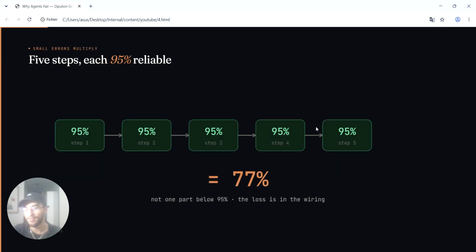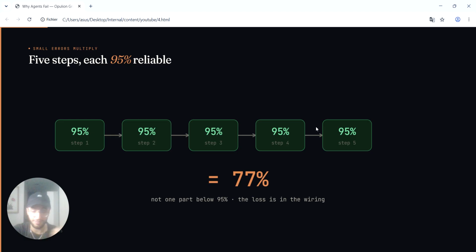77%. We're not talking about one of these steps being below 95%. Every one of them passed its own test, and in the end they just got chained together, and now they deliver 77%. You may find this a little bit weird. And here's the thing, I need you to understand this very well, because this is the whole game here.